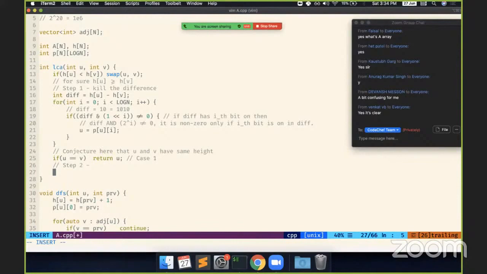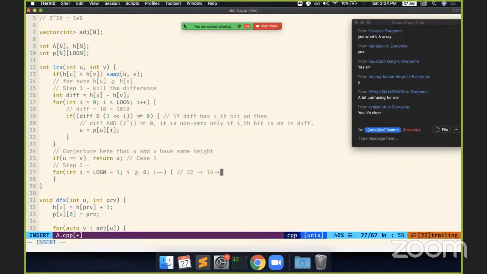Whatever. Yeah. Now we start with the highest power of 2, right? And we keep on going down one step at a time. Remember that we used to do 32, 16, and so on. That's what I'm saying here.